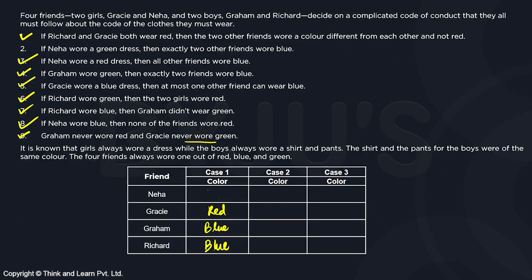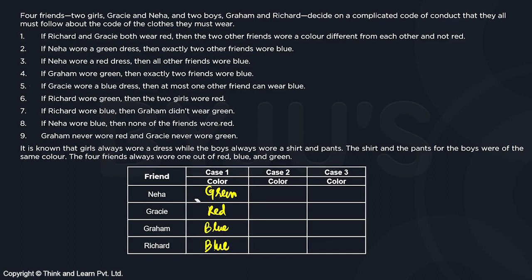If Neha wears a green dress, then exactly 2 of her friends will wear blue. So this is a possible scenario where Neha wears green, exactly 2 of her friends wear blue. Graham will not wear red, Graham will not wear green, Gracie will not wear blue or green. Okay, let's look at the next scenario now.